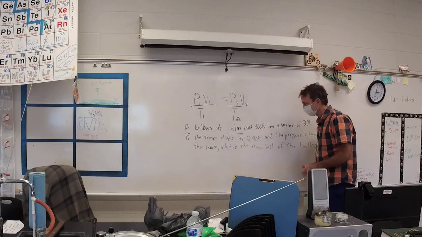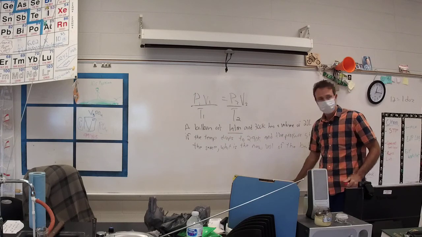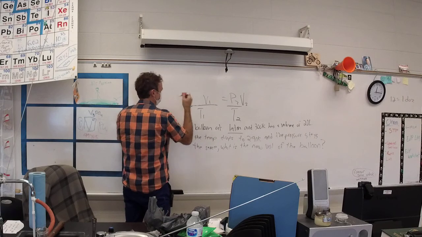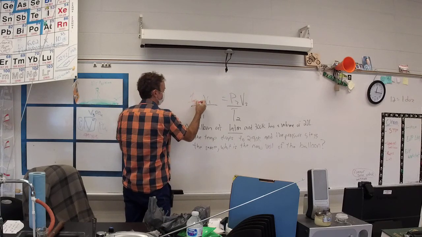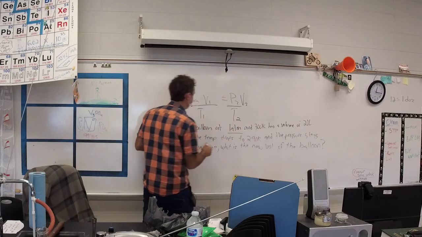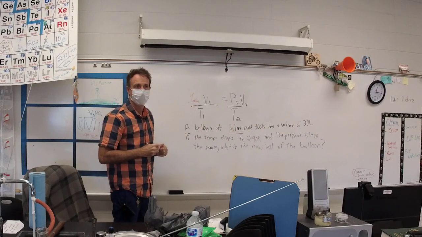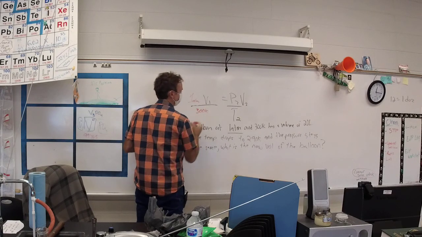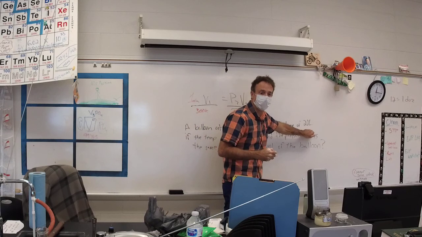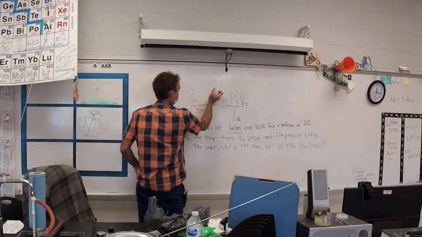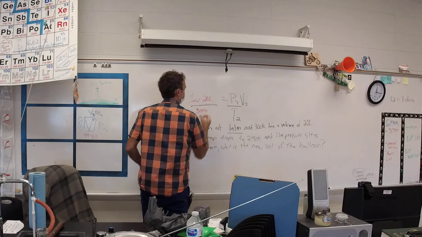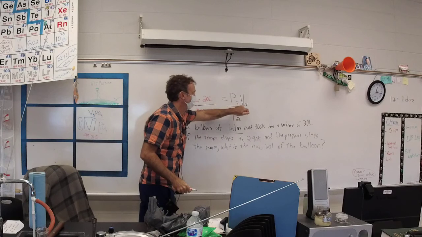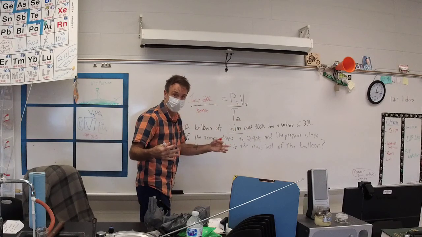Watch, ready? A balloon at 1 atmosphere. So in the beginning, the first pressure is 1 atmosphere, 1 ATM. And 300 degrees Kelvin, is that the volume or the temperature? It's the temperature. So the first temperature is 300 degrees Kelvin. Has a volume of 20 liters. So the first volume is 20 liters. So we have 1 times 20 over 300 equals, now the 2's here mean later, right?